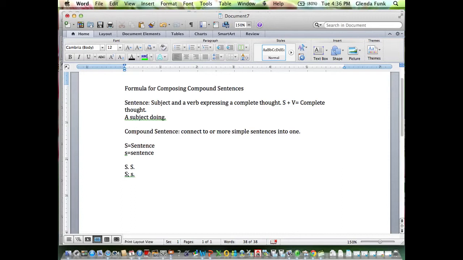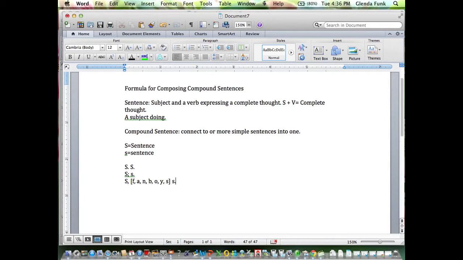Or we can have a sentence followed by a coordinating conjunction, and I teach students the acronym FANBOYS, followed by a sentence with a period.